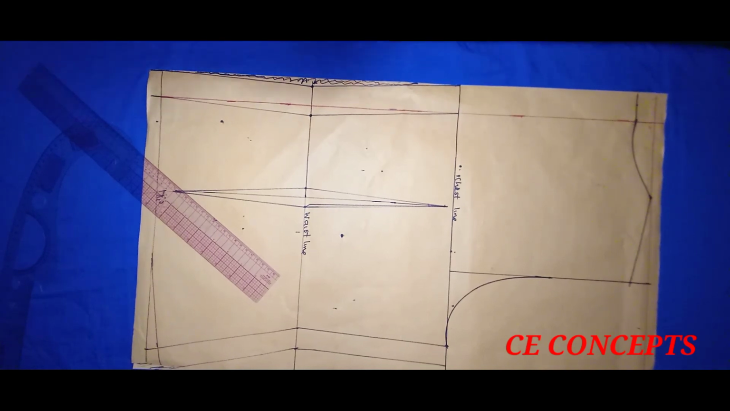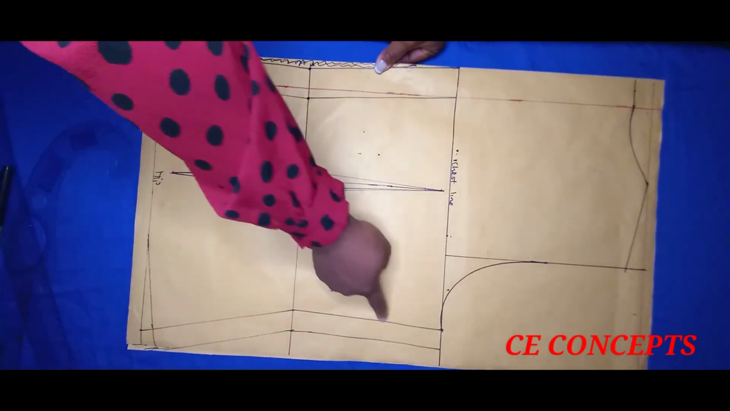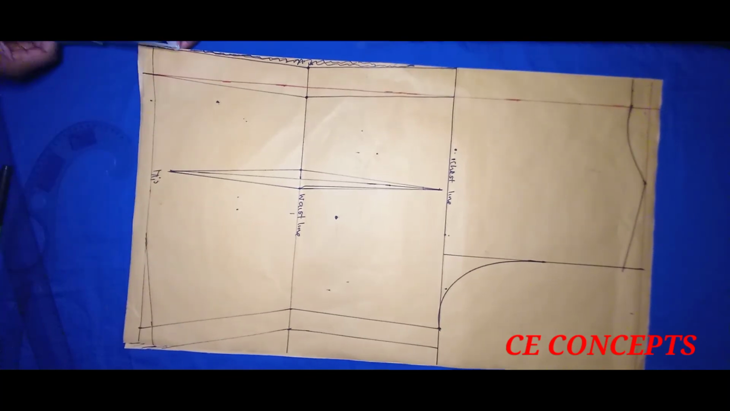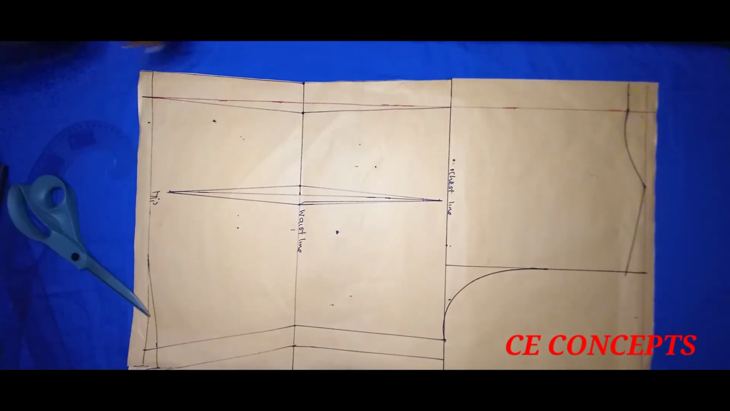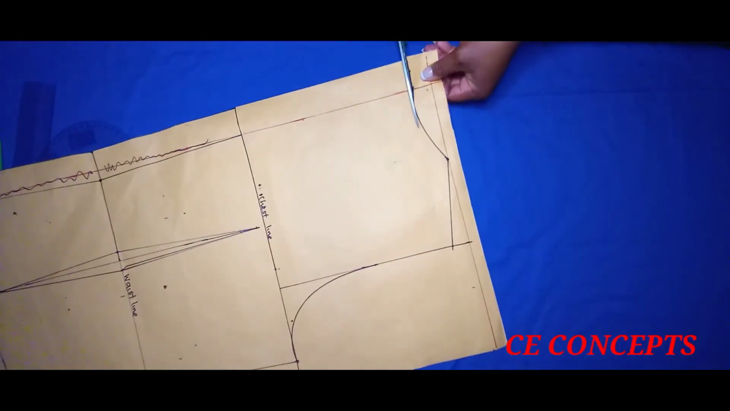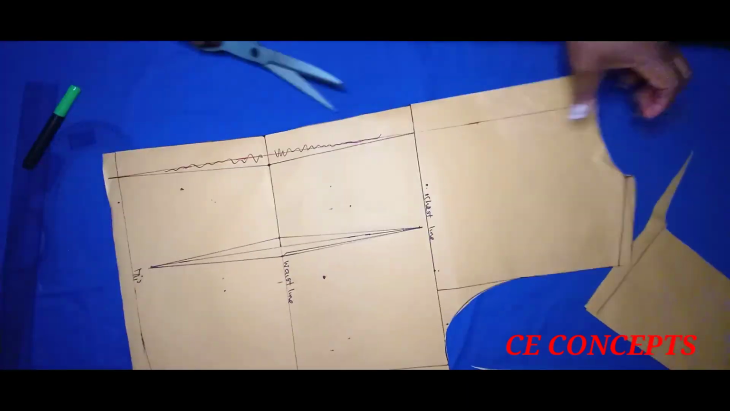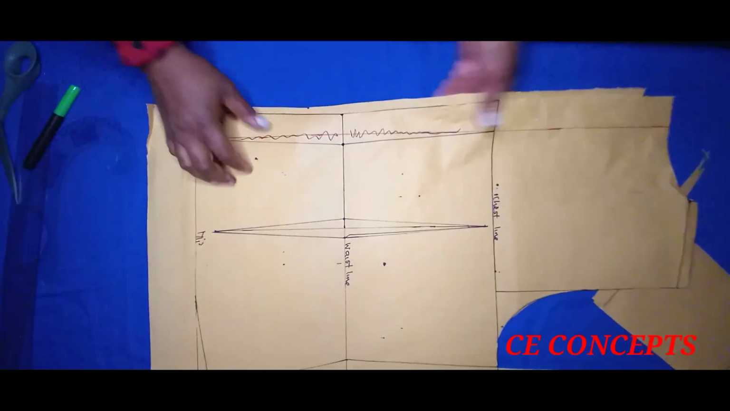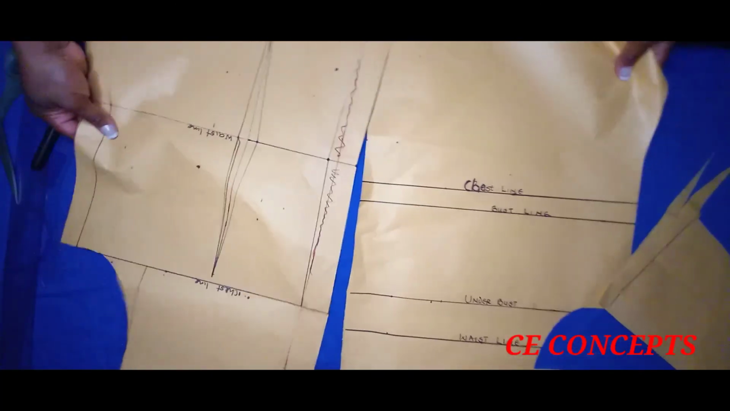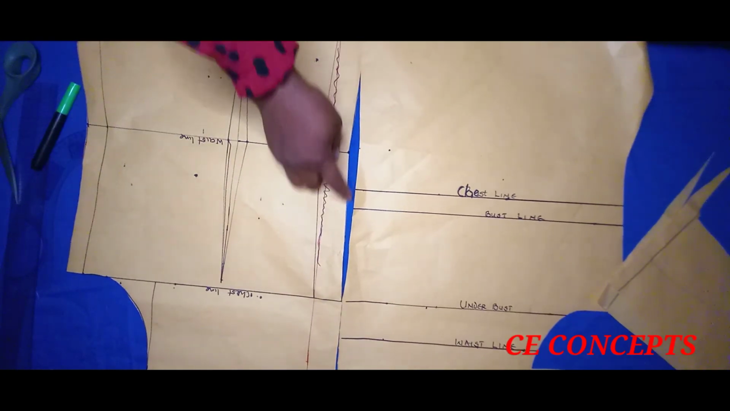Right. So I've added the seam allowance, 1 inch. Okay. That's it. So this side is going to look like this. You see the part now.